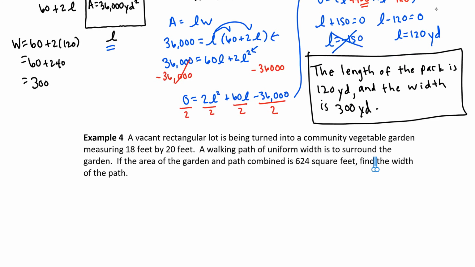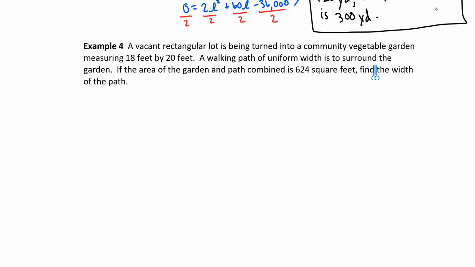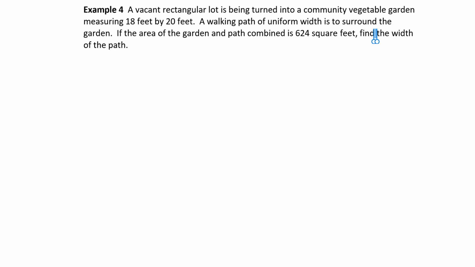Let's try another example using area equals length times width that leads us to a quadratic equation. Example 4. A vacant rectangular lot is being turned into a community vegetable garden measuring 18 feet by 20 feet. A walking path of uniform width is to surround the garden. If the area of the garden and path combined is 624 square feet, find the width of the path.